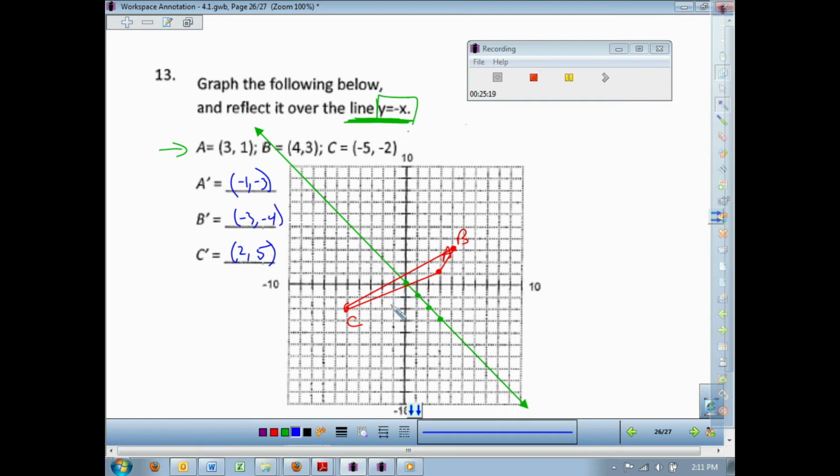-1, -3, that's A prime. B prime, -3, 1, 2, 3, 1, 2, 3, 4. And C prime, 1, 2, 1, 2, 3, 4, 5. And connect those together. Oops, color. It's not pretty unless you match the colors up. And hot tamales right there.